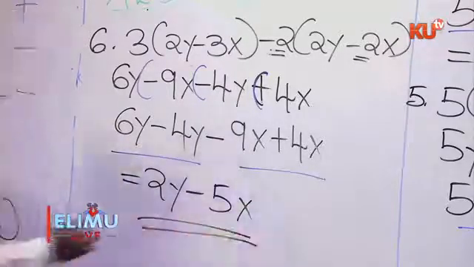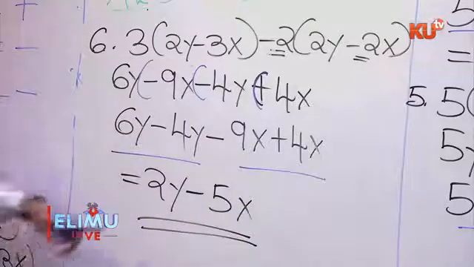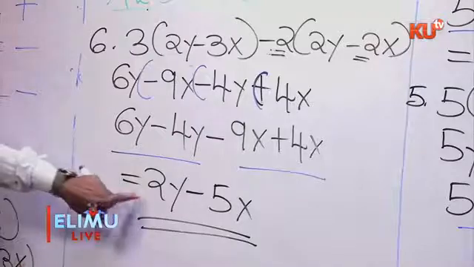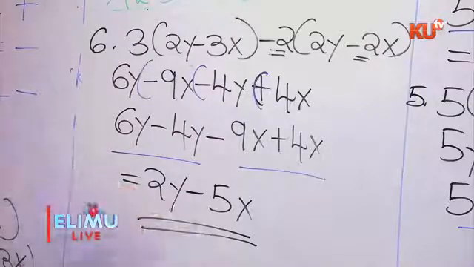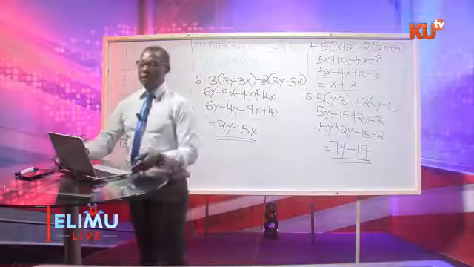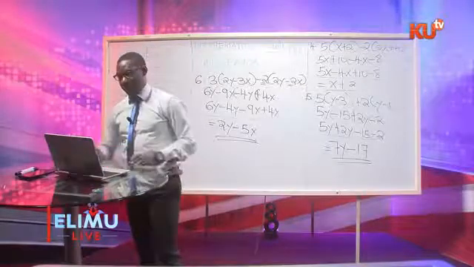Therefore, your answer is 2y minus 5x. Your answer here is 2y minus 5x. So that is how we solve algebraic expressions.